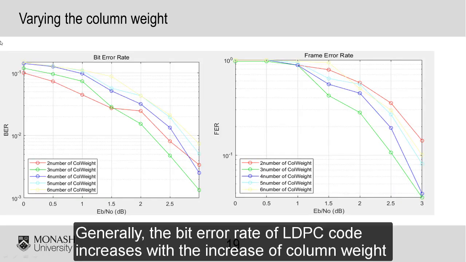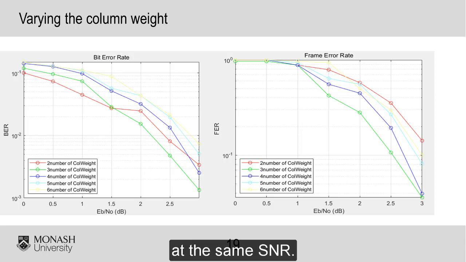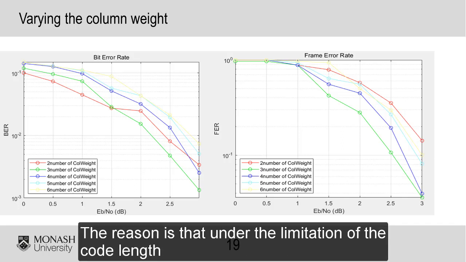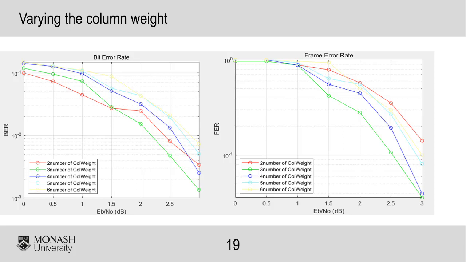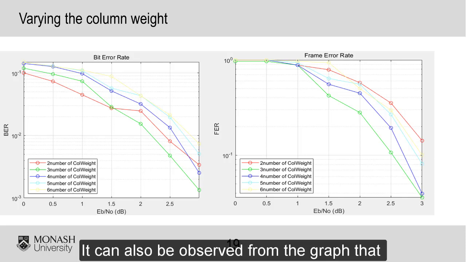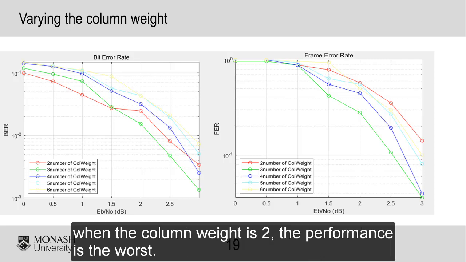Generally, the bit error rate of LDPC codes increases with the increase of column weight at the same signal-to-noise ratio. The reason is that under the limitation of the code length, increasing column weight will reduce the sparsity of the check matrix to some extent. It can also be observed from the graph that when the column weight is 2, the performance is the worst.